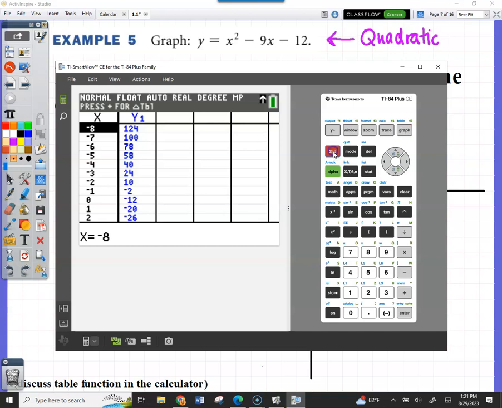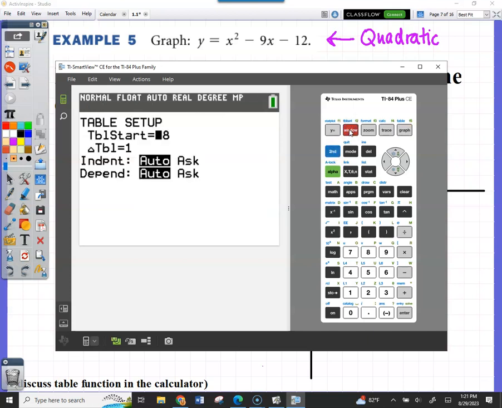You would push second, table set. It's going to say, okay, where do you want to start the table? I'll start it at 0. How do you want the table to count? You could change that to count by tens or count by 0.5 or count by 1. It's up to you. Auto means it's going to generate the whole list for you. Ask is helpful if we have really ugly numbers that are nowhere close to each other. It's going to be more word problems.